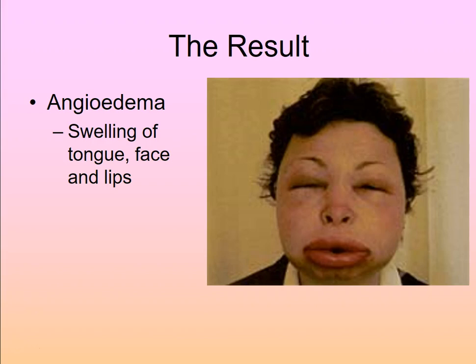You're going to get it all across your skin, and you're going to get some hives as that fluid moves towards the body. If it's in the face, we call that angioedema, and I think you can see the obvious problem here, and that is our number one concern, airway. So we get swelling of the tongue, the face, and the lips.